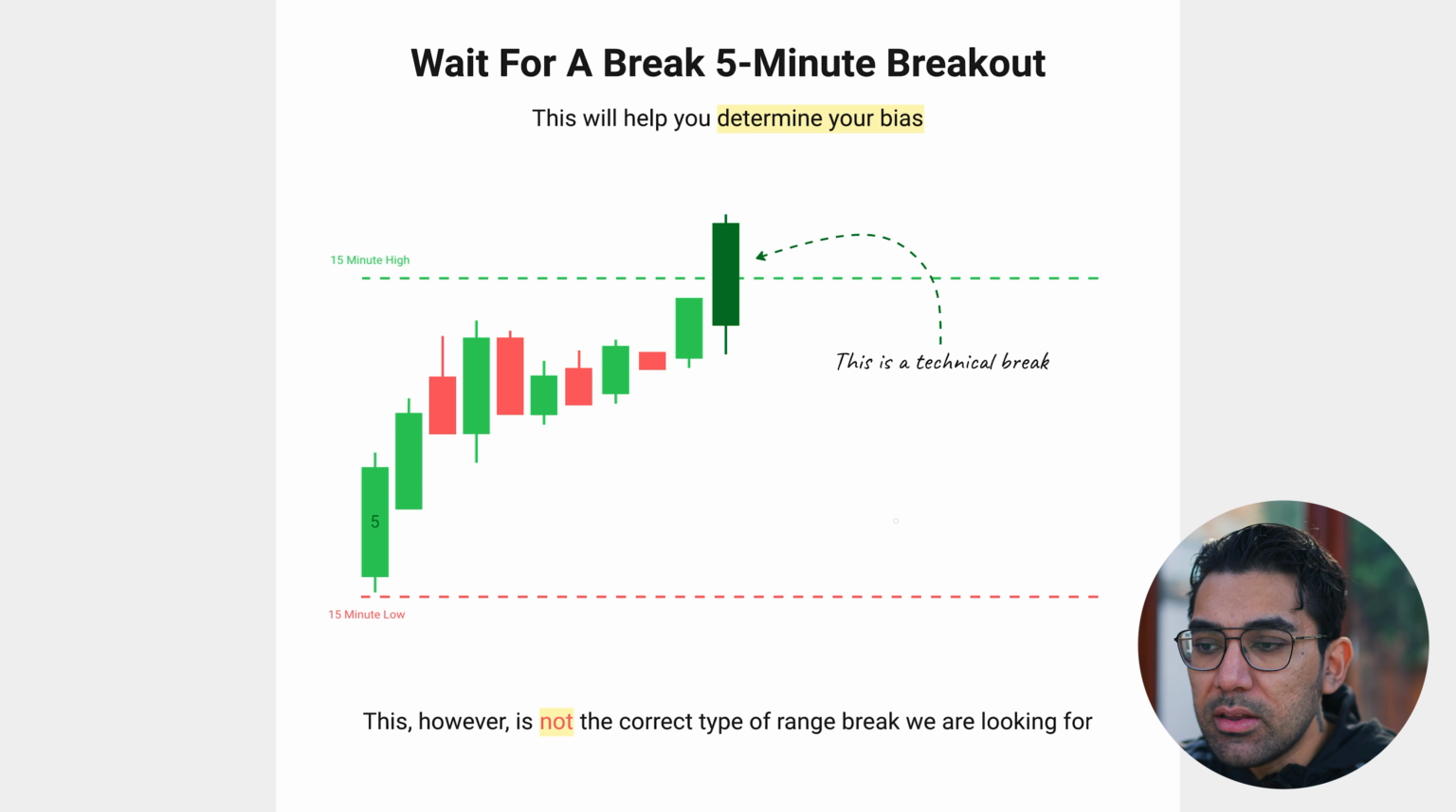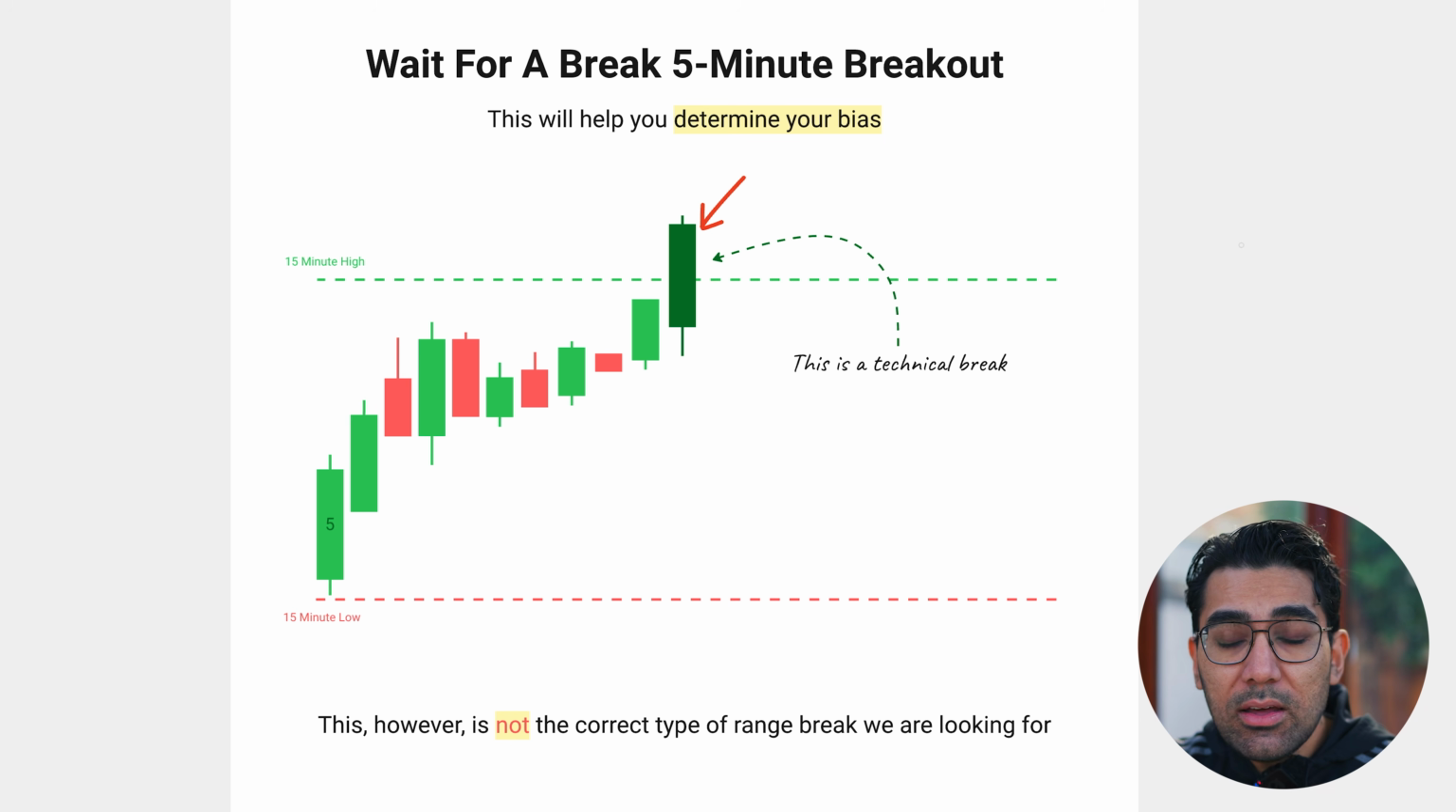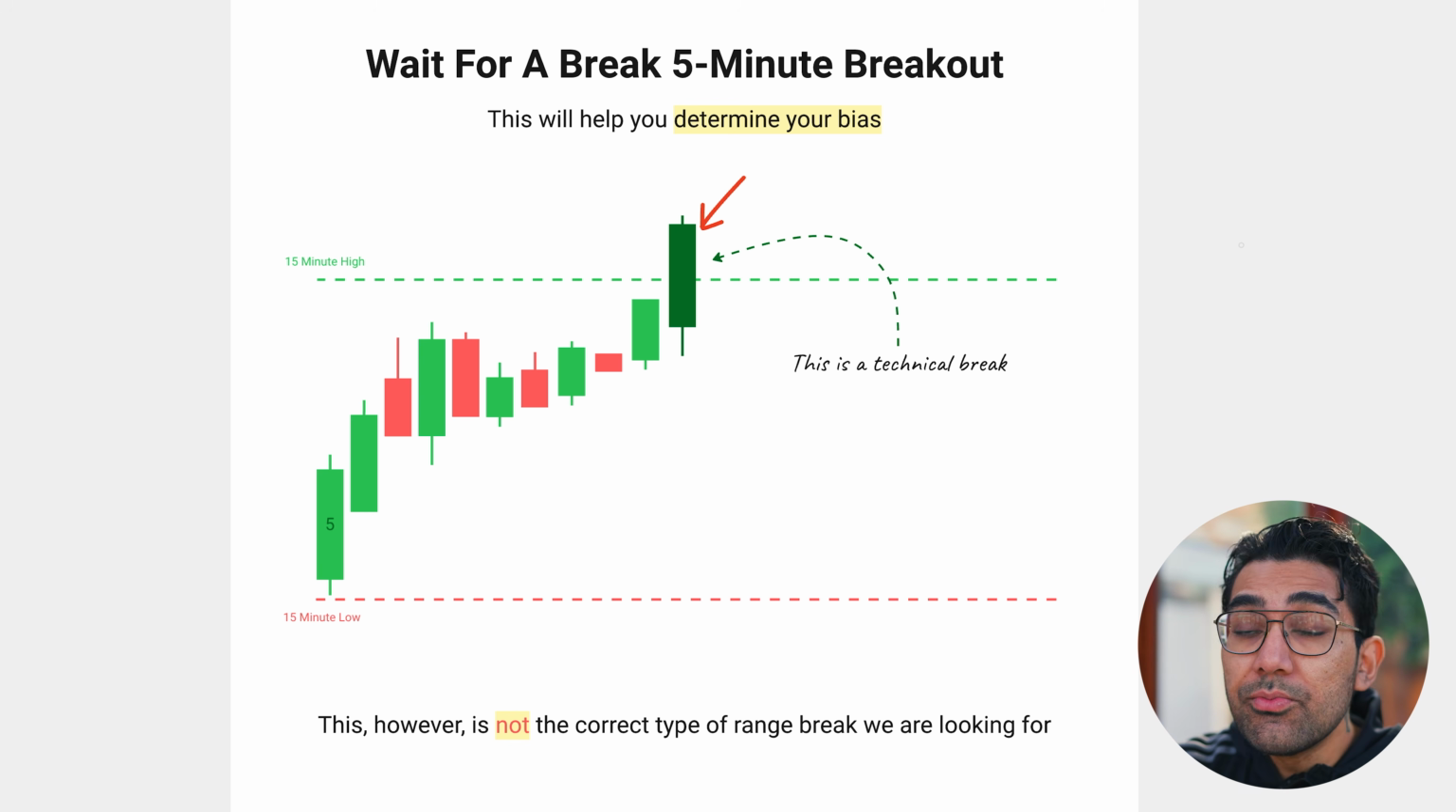But how do we actually determine the breakout? Well, what we're going to be looking for is a candle actually printing outside of the range, just like this one right there, okay? That is essentially a technical break of the range. But something very, very important that I want you to understand, this is not the type of range break that we are going to be looking for. That's not what I'm going to get you to be doing when you go through this model. I'm going to show you a very specific way in which we look for a range break.